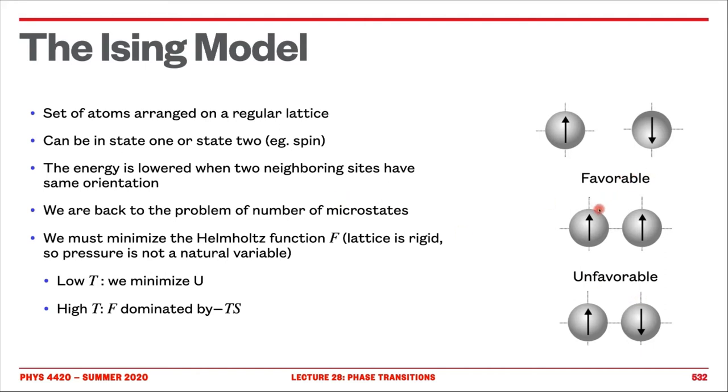On top of that, we do not care what happens in the next nearest neighbor. We just want to look at the nearest neighbor. In a one-dimensional chain, there will be two nearest neighbors. In a two-dimensional chain, at least a square lattice, there will be four nearest neighbors, and so on and so forth. So in this model, we only consider the nearest neighbors.